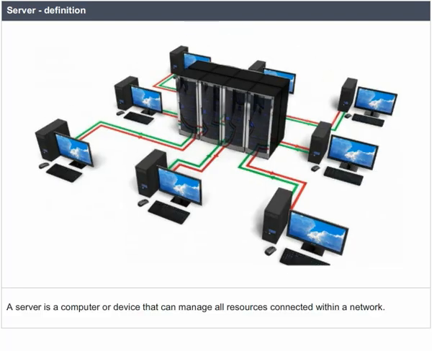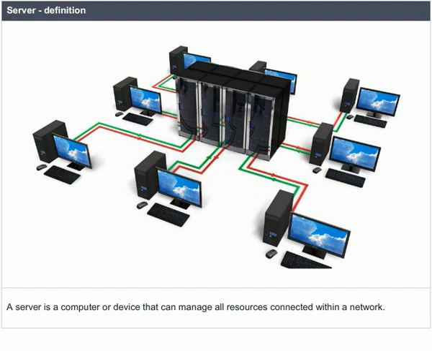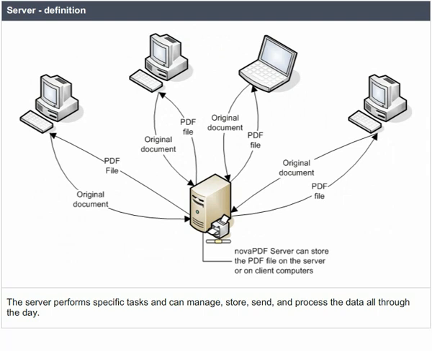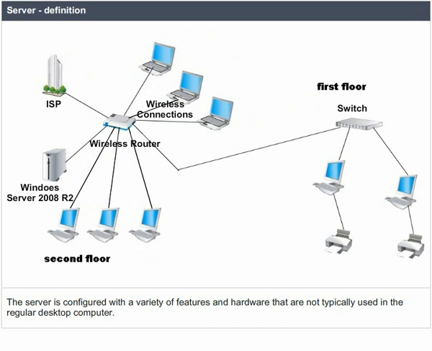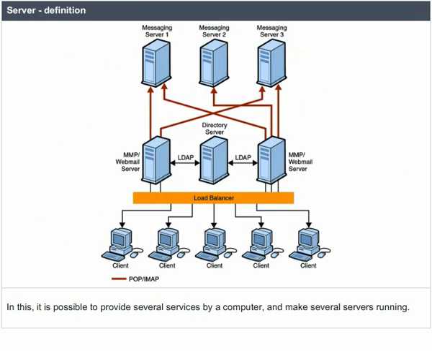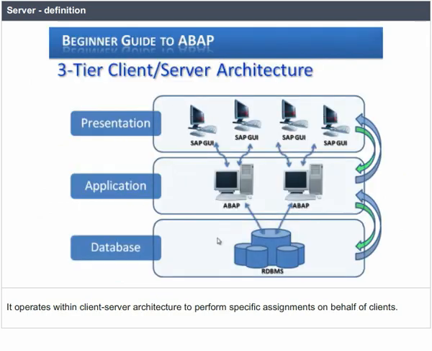Server definition. A server is a computer or device that can manage all resources connected within a network. The server performs specific tasks and can manage, store, send, and process data all through the day. The server is configured with a variety of features and hardware that are not typically used in a regular desktop computer. It is a system of software and hardware to develop a computer network to offer network service. It is possible to provide several services by a computer and make several servers run. It operates within the client-server architecture to perform specific assignments on behalf of clients.